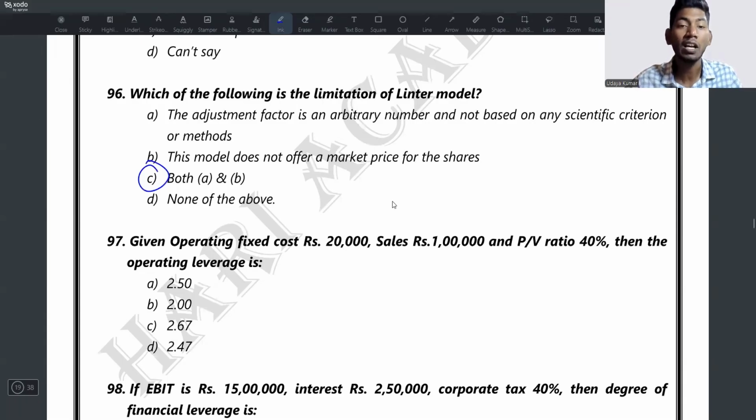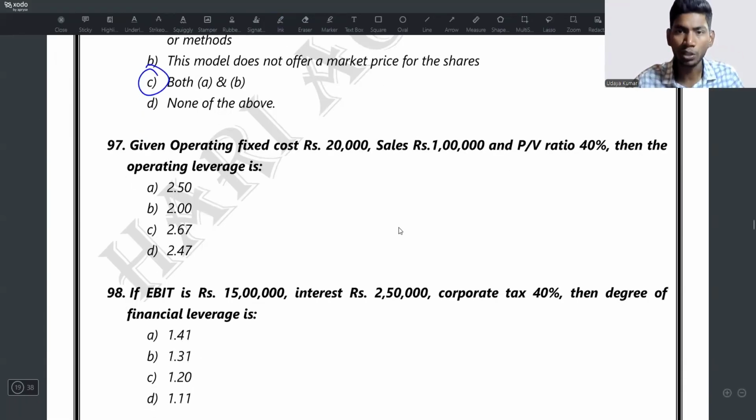Moving to question number 97. Given operating fixed cost rupees 20,000, sales rupees 1 lakh and PV ratio 40%, then the operating leverage is. Already you know that operating leverage is equal to contribution divided by EBIT, where EBIT is your operating profit. With the given values, you must find the operating leverage. With the help of PV ratio, you can find the contribution. Contribution is equal to sales into PV ratio. Sales is 1 lakh into 40%, which is contribution of 40,000 rupees.